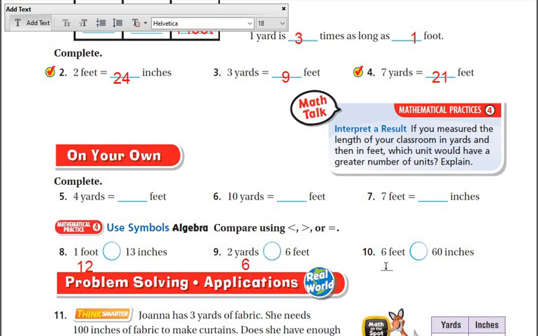Number 10, we have 6 feet and 60 inches. So how many inches are in 1 foot? We have 12 inches. So what about 6 times 12? You can do it in your draft. You will find it is 72. So of course 72 inches is greater than 60 inches.